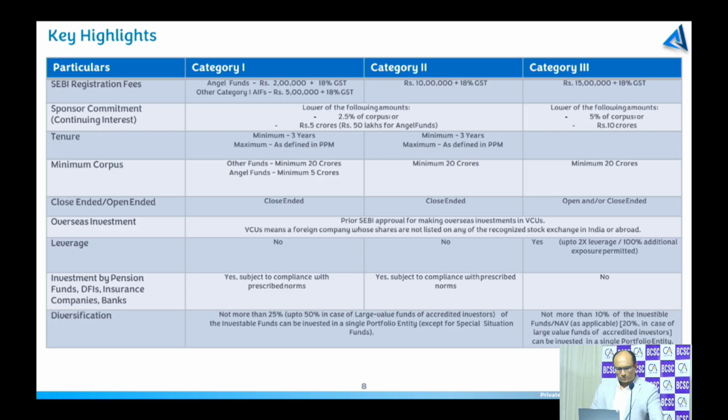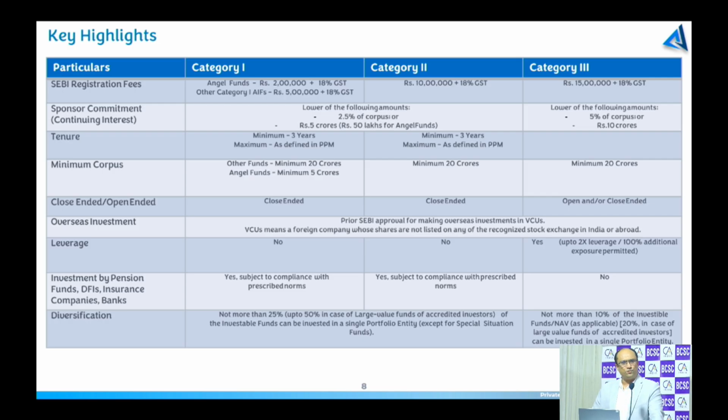Minimum corpus. Category 1 and category 2 funds have to be at least 20 crore rupees. Category 3 as well has to be at least 20 crore rupees. Angel funds can be 5 crores. Category 1 and category 2 funds are closed-ended funds. Category 3 funds can be open-ended or closed-ended, based on your investment strategies.